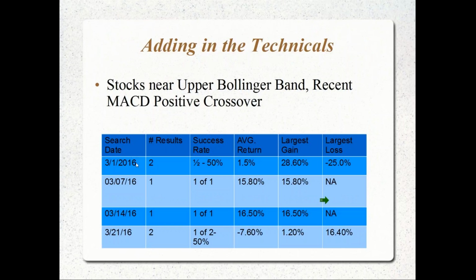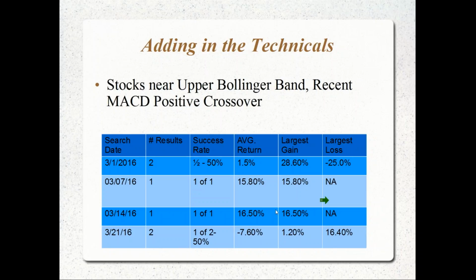Well, you only get a limited number of positions, but in that first week, we had 2 results. 1 out of 2 was successful, but the average return was 1.5%, similar to what we saw week 1 with the first trade. And then the second one, you only had 1 result, but it resulted in a 15.8% return. In the following week, 3/14, again, only 1 trade, you end up with a gain of 16.5. And then going to 3/21, there was only 2.